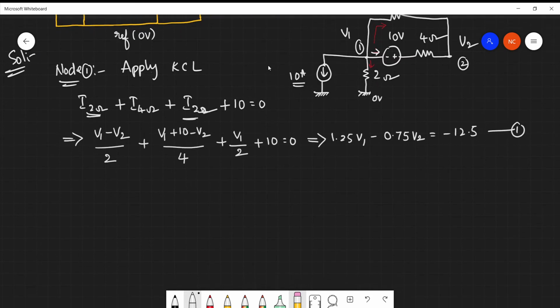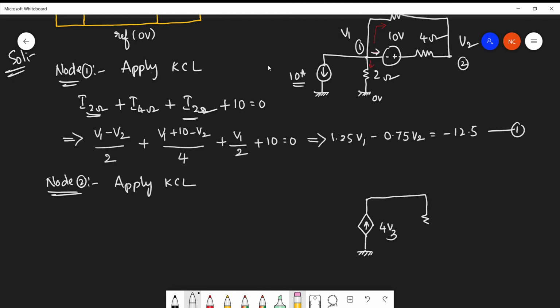Here we consider node 2. Again we are supposed to apply KCL. Consider node 2 and draw the elements which are connected to node 2. Here is the dependent current source, this is 4V3. One more resistor is there, this is 1 ohm. One branch is there.